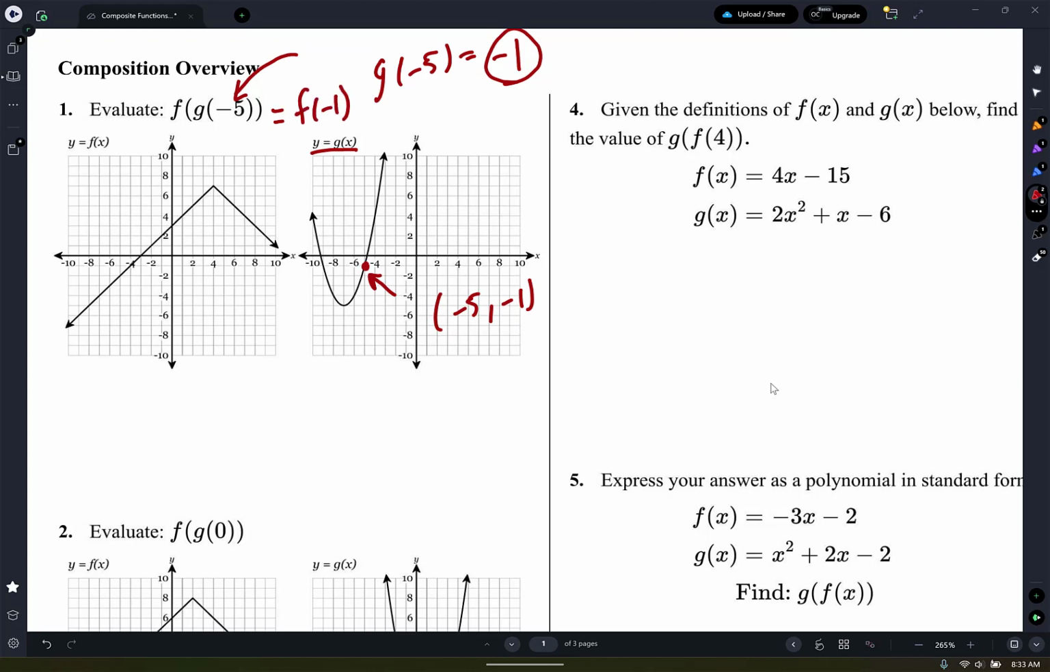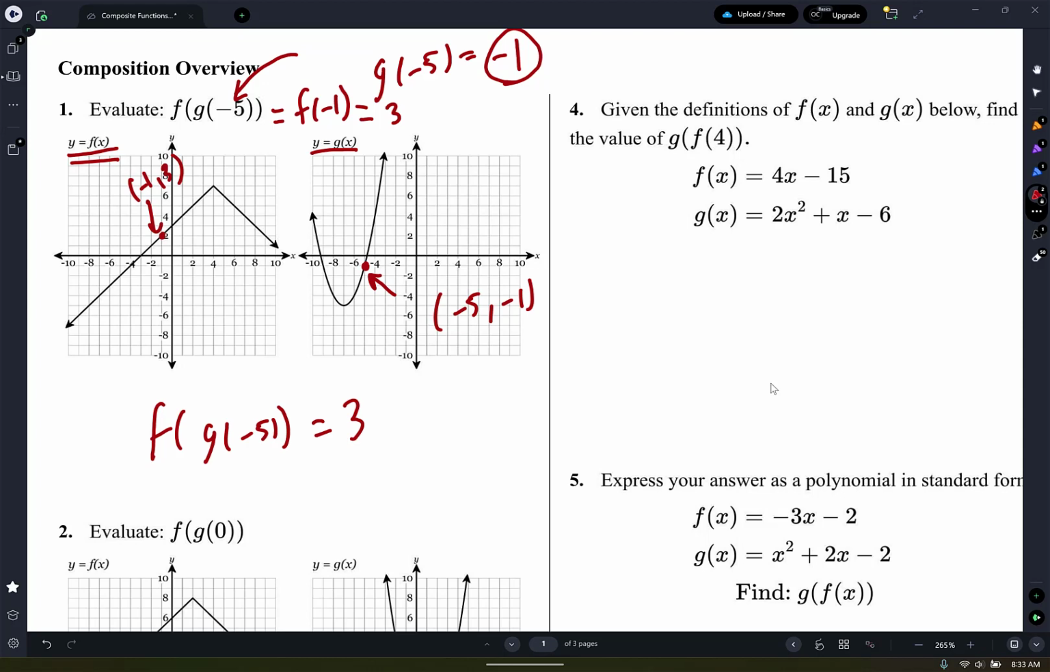So I go to -1 in the f function, or your f function here, and I see that at -1 I have a value of 3. So this is just 3. So f composite of g at -5 is nothing more than 3.